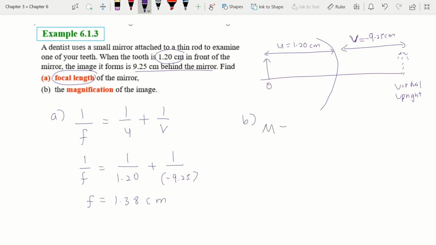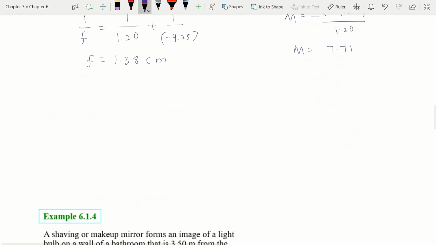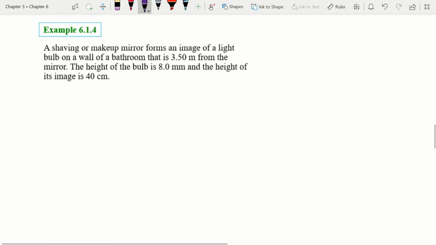For the magnification of the image, we can use this formula: height of image over height of object, or image distance over object distance. We know the image and object distance, so we will use this formula. Our image distance is negative 9.25 and our object distance is 1.2. You press the calculator, you will get an answer of 7.71. So this is your magnification. And please remember, magnification does not have any unit.